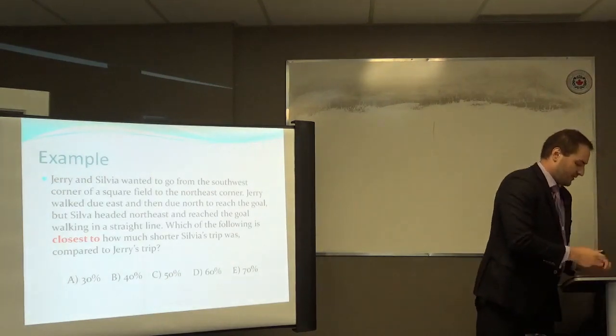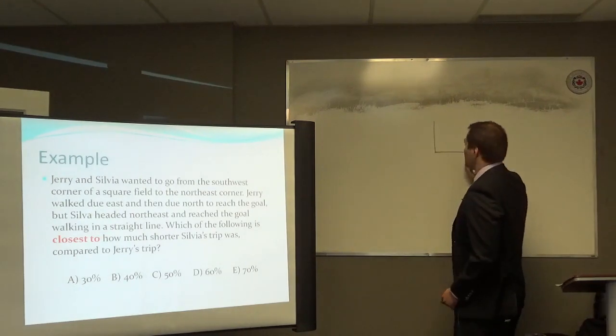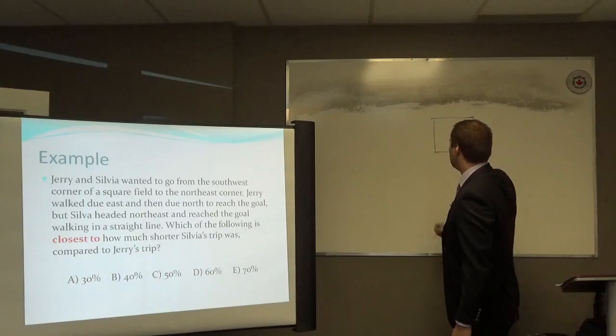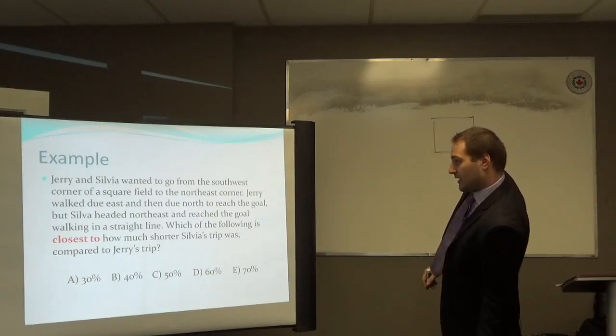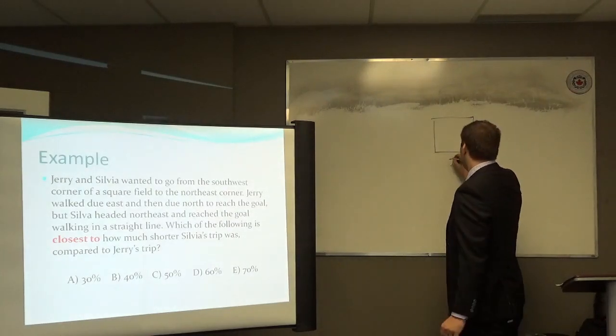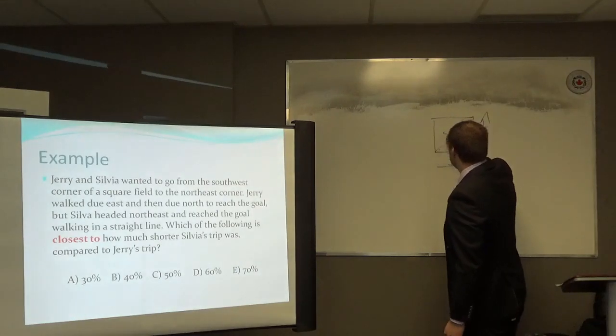Let's find a marker that works. That works enough. So a square field will have equal sides. So let's try the whole field. And then Jerry walked due east and then due north. So here's Jerry. He walks due east, and then he walks due north. Sylvia decides to go right across.